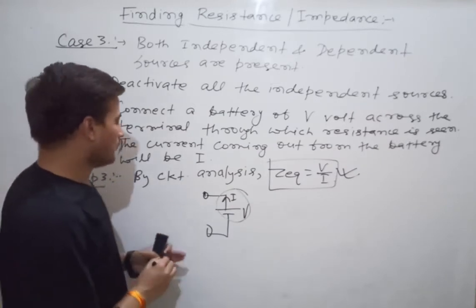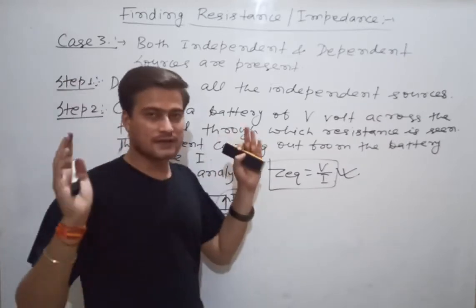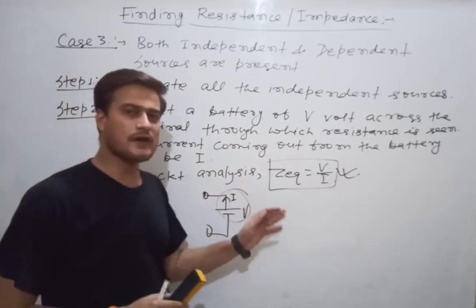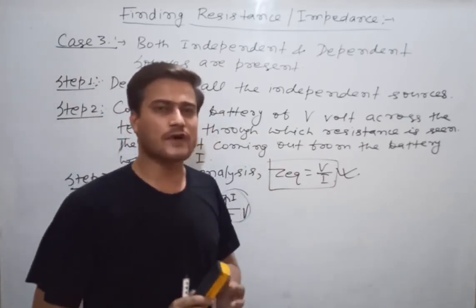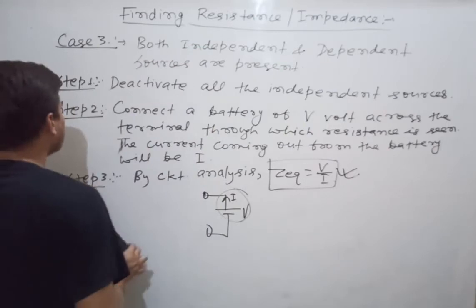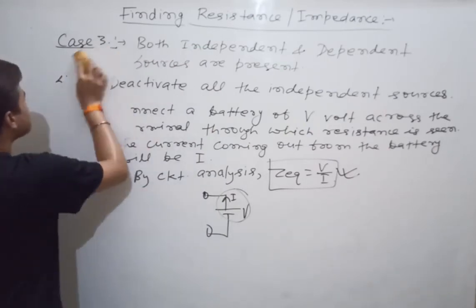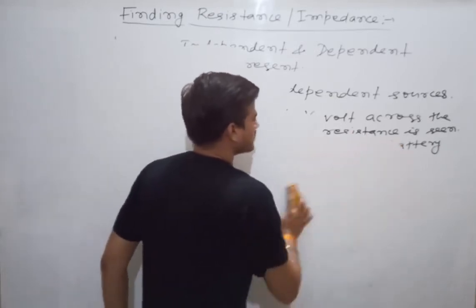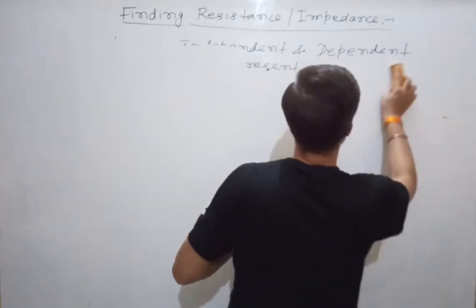Now the third step, by circuit analysis, we'll write Z equivalent will be equal to V divided by I. That means we have to find the relation between V and I. Clear? So next, let us discuss some questions on this topic.